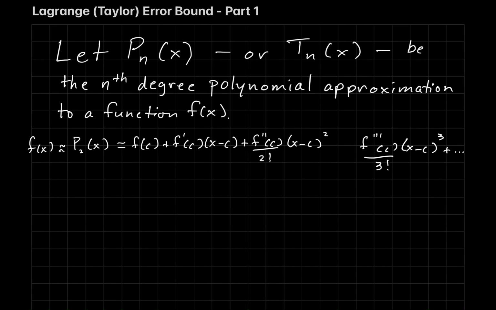Lagrange or Taylor Error Bound, Part 1. Consider P sub n of x, often written as T sub n of x, or other letters, the nth degree polynomial approximation to a function f. For simplicity, let's look at P sub 2 of x, which is the second degree polynomial approximation to f.